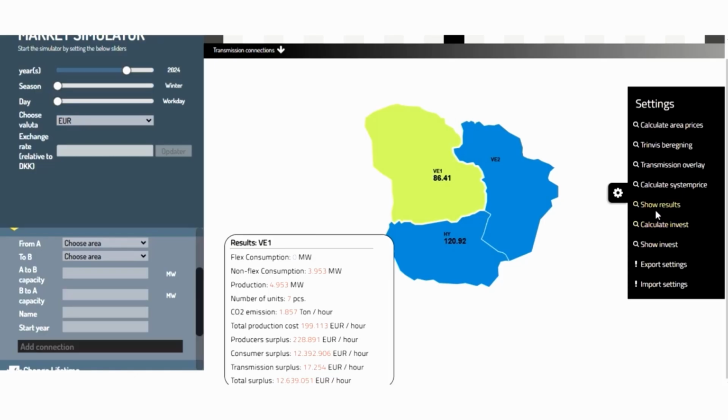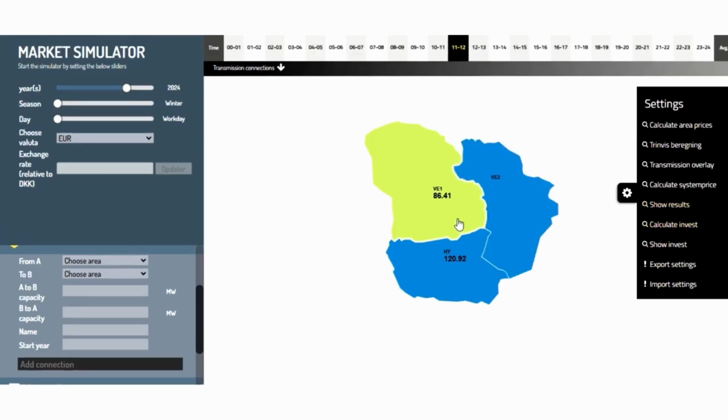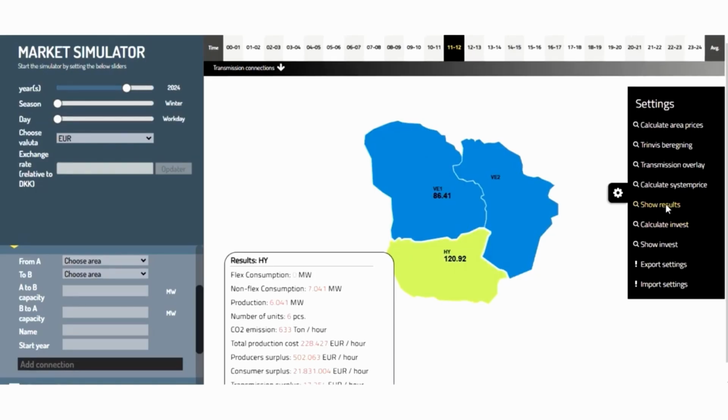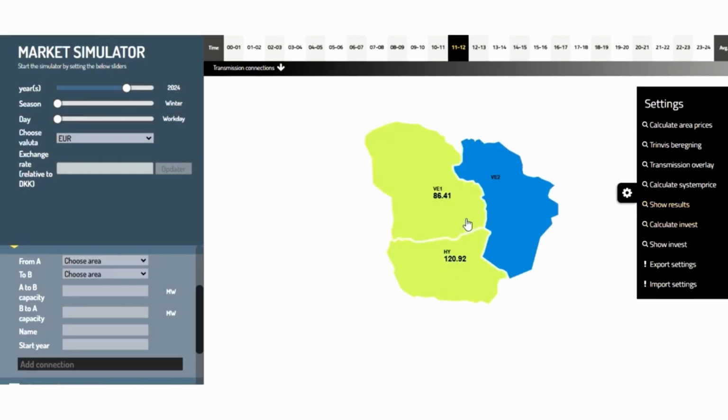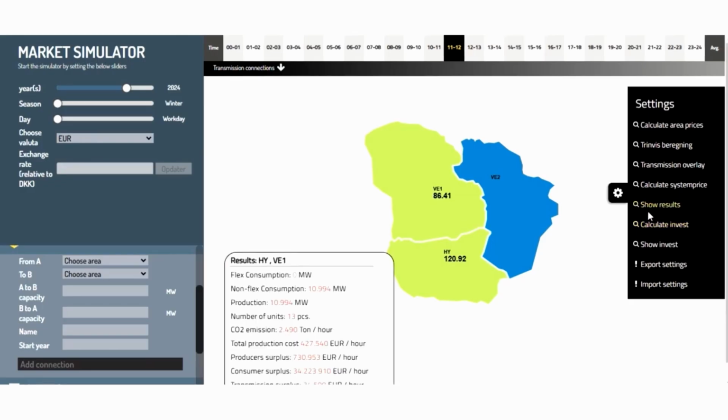I do the same for HI here, and then I also do it for both together here, show results, and I save these. So now I will go back to my PowerPoint, and then we can compare the different values of these surpluses.